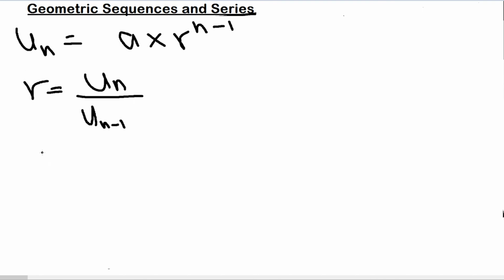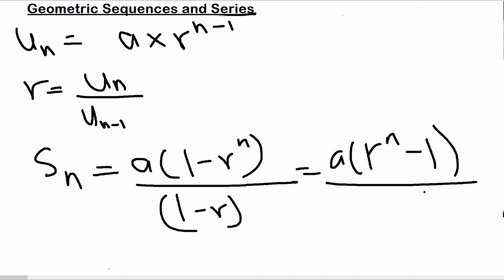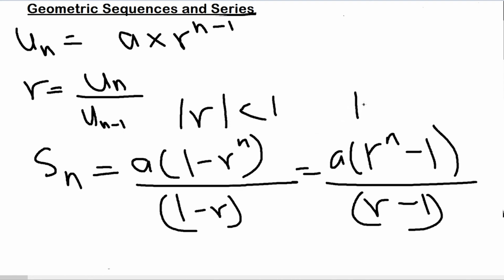Then we come to the sum. The sum of n terms is given as a times 1 minus r to the power of n divided by 1 minus r. And this can be rewritten as a times r to the power of n minus 1 divided by r minus 1. The first only matters when r is less than 1, and the second is when r is greater than 1. This is for the positive answer.